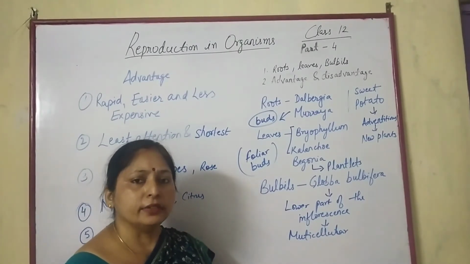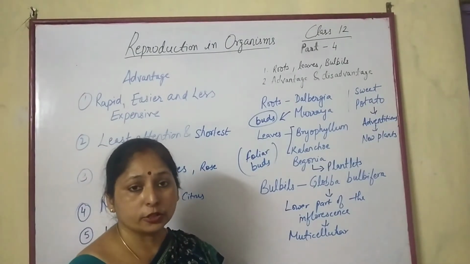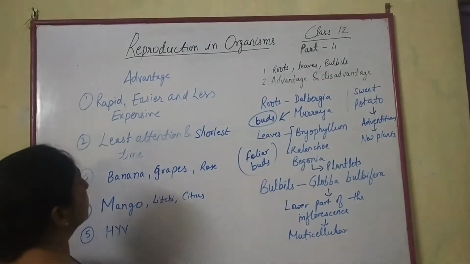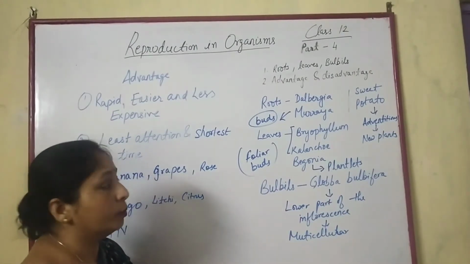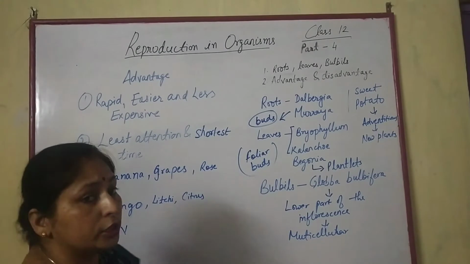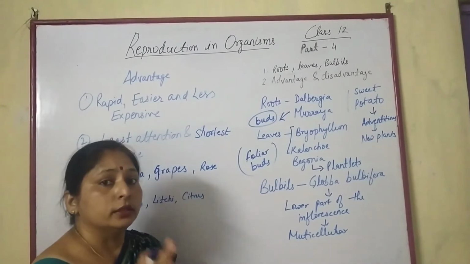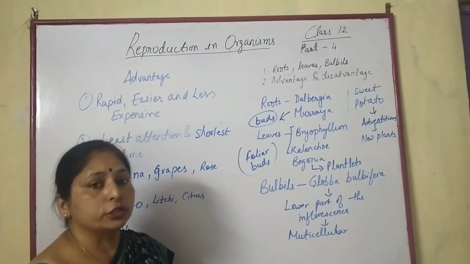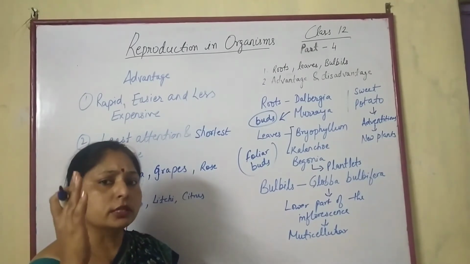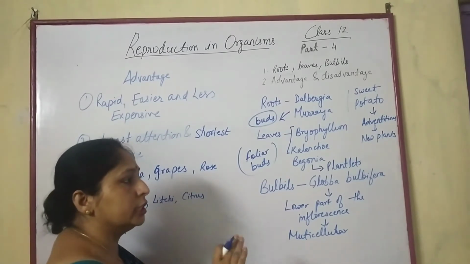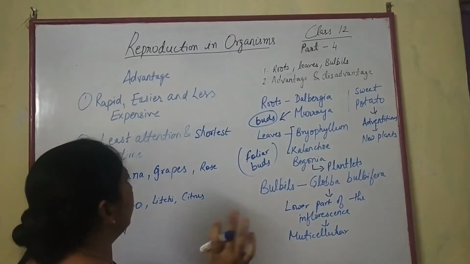So first we'll discuss the advantages of vegetative propagation. The first is that it is a rapid, easier and less expensive mode of reproduction. Rapid and easier, because since it develops from a part of the plant, the whole process of fusion, fertilization, gamete formation and development of seed is not required here. Just from a part of the plant, a new plantlet arises. So it is rapid, easier and less expensive.